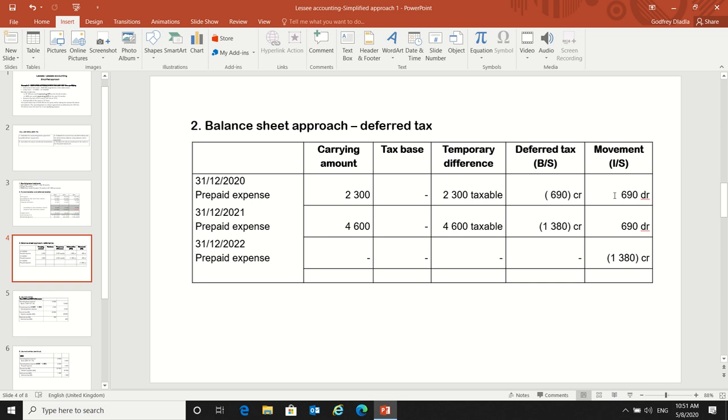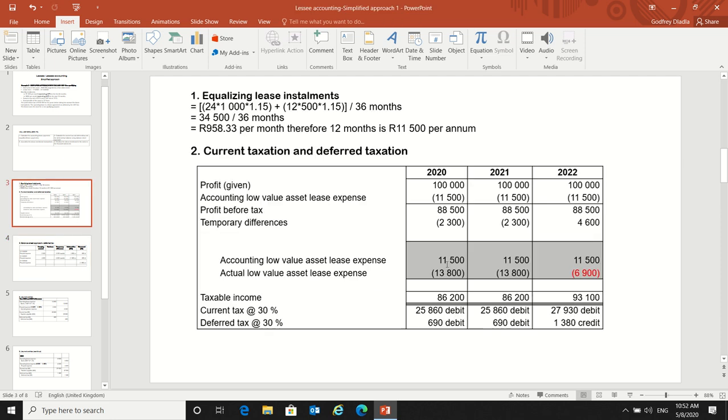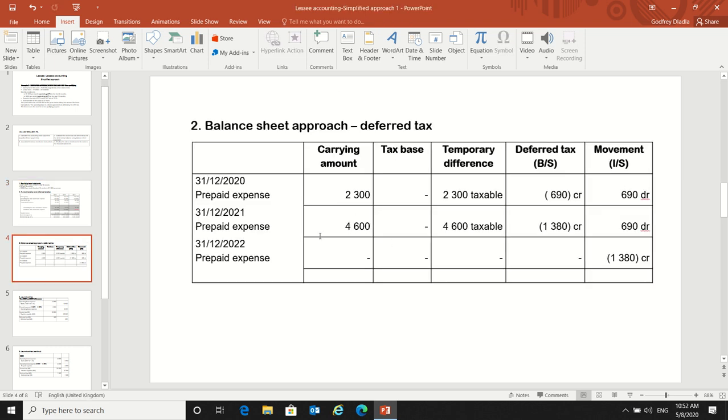So the following year, you'll see here we are saying 2.3 taxable. It must create a liability, this amount. Okay, then come next year, this one is 2.3 plus 2.3. You can see here it's 2.3 in 2020, 2.3 in 2021. If you add the two, they give you 4.6. Right, still taxable, must create a liability of 1380. In the balance sheet, the movement is 690.